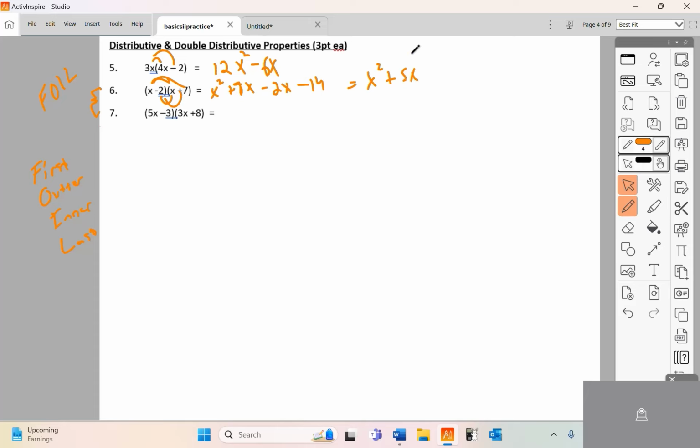The double distributive property is huge. I mean, it leads to factoring. It's something that builds. It's a prereq skill.